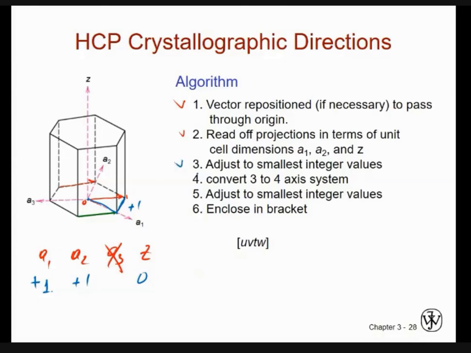The third step, adjust the smallest integer values. As you can see, these are integers, so I don't need to have extra step. Step 4, convert 3 to 4 axis system. As you can see, I have 1 to 3 values, and we will use some formulas and convert it to 4 axis system. Actually, I have written A1, A2, Z over here, but these values over here are not yet A1, A2, and Z. We will give them some temporal names. These for now will be U dash, V dash, and W dash. After we plug them in the equation with the values, I will get A1, A2, and Z.